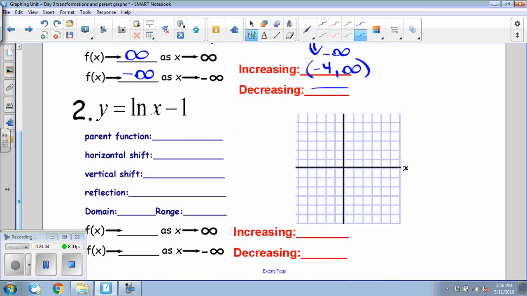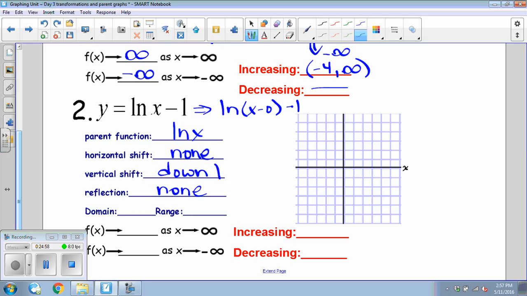And lastly, number 2. My parent function is ln of x. Horizontal shift is 0 because this is the same thing as ln of x minus 0 minus 1. So h is 0, k is negative 1. So it shifted down 1. There is no reflection because a is positive. So now let's graph it. You need to make sure that when you put it in your calculator, you close your parentheses around x.